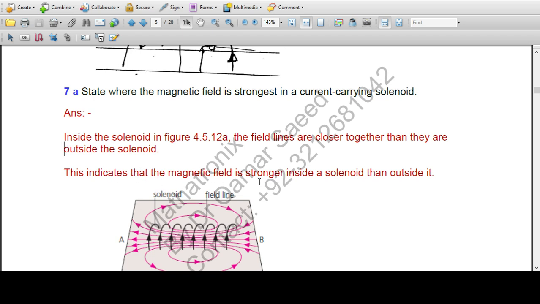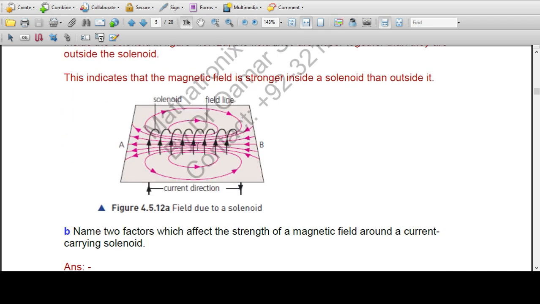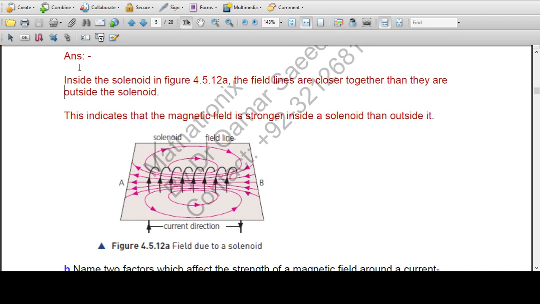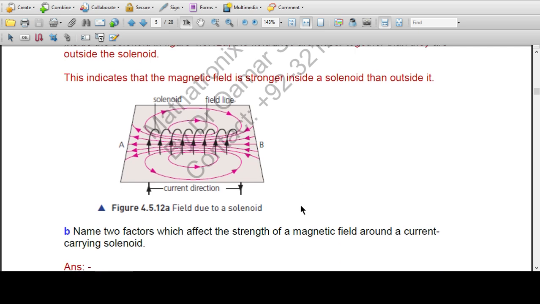this indicates that the magnetic field is stronger inside a solenoid than outside. So the field lines are closer together inside as compared to the outside of the solenoid. So inside the solenoid it will be higher. So the field lines are closer together inside than they are outside the solenoid. So inside the fields are stronger, while outside the fields are weaker.